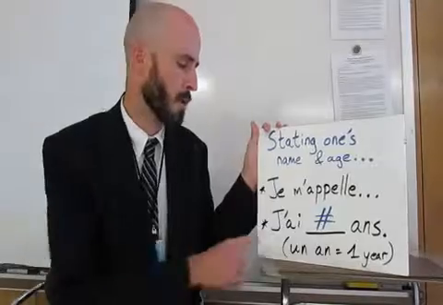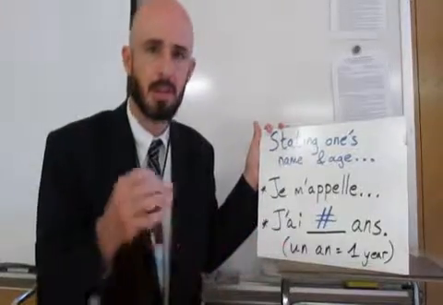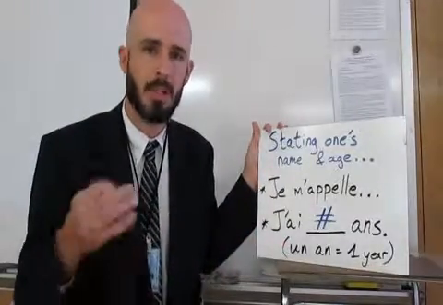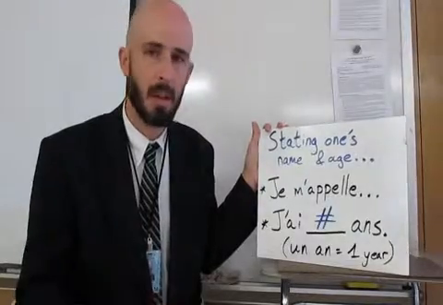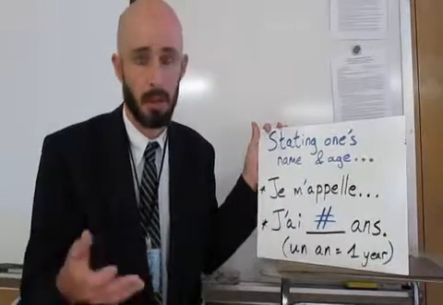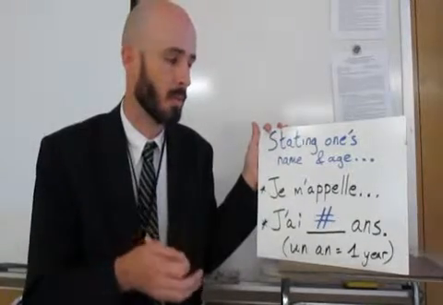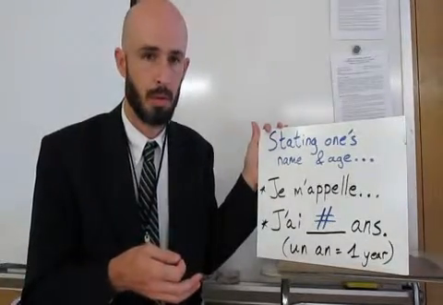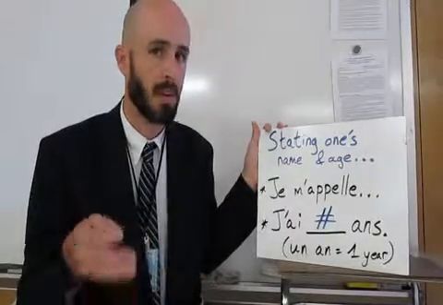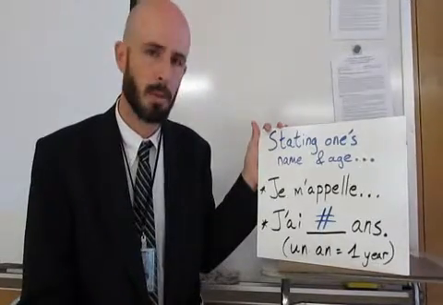So, again, I'm 16, j'ai 16 ans. I'm 17, j'ai 17 ans. I'm 18, j'ai 18 ans. And again, we can leave off the years in English, but we always have to keep that in French. You can't just say the number. I say an. Alright, let's practice that.